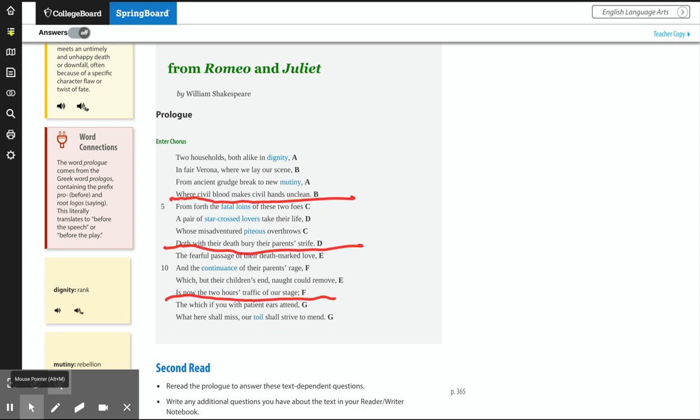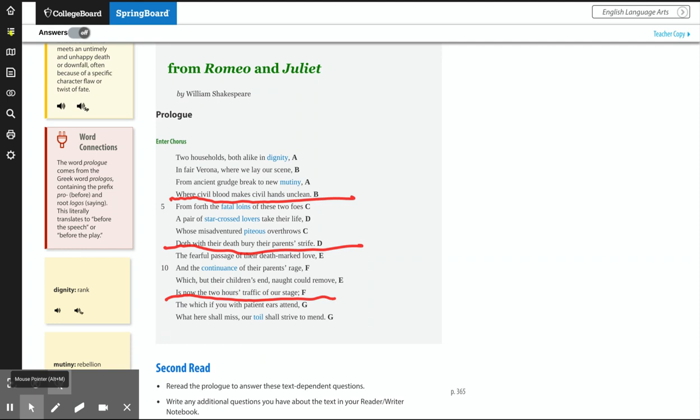So this is the prologue from Romeo and Juliet, Act 1. 2 households, both alike in dignity, in fair Verona, where we lay our scene. From ancient grudge break to new mutiny, where civil blood makes civil hands unclean. From forth the fatal loins of these 2 foes, a pair of star-crossed lovers take their life, whose misadventured piteous overthrows doth with their death bury their parents' strife.